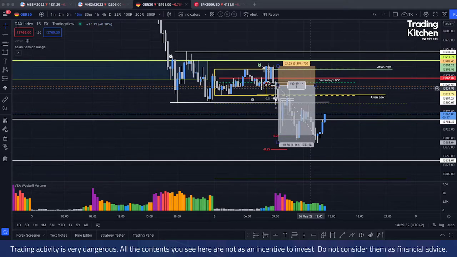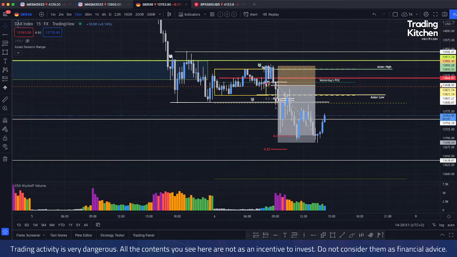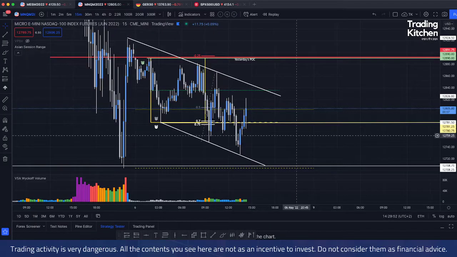This is the trade that I made today. I just opened two trades. The first one on DAX, that is the TP with Asian session. The second one is on Nasdaq and is this one.